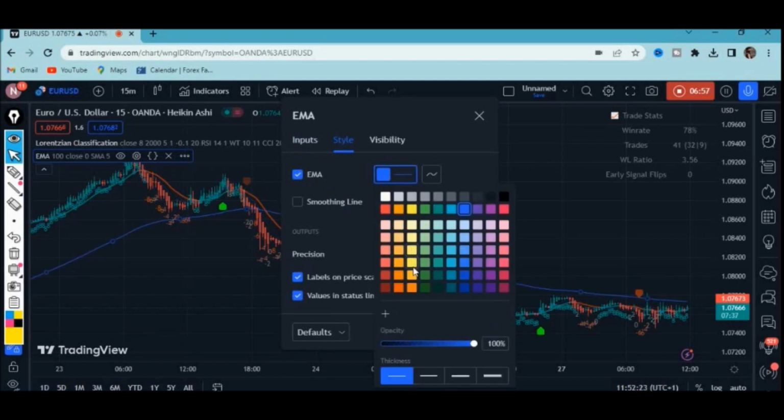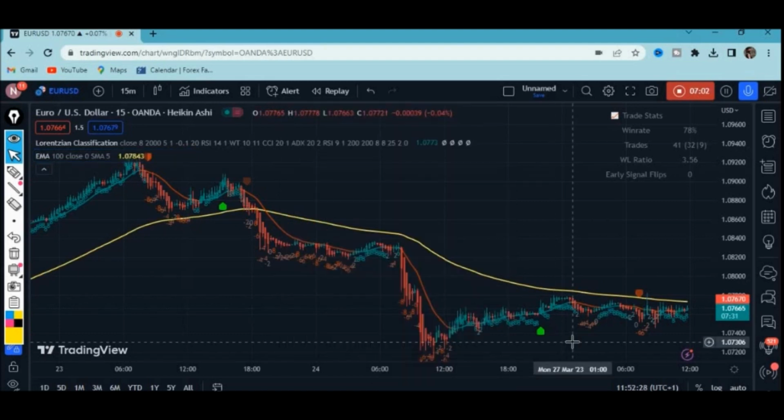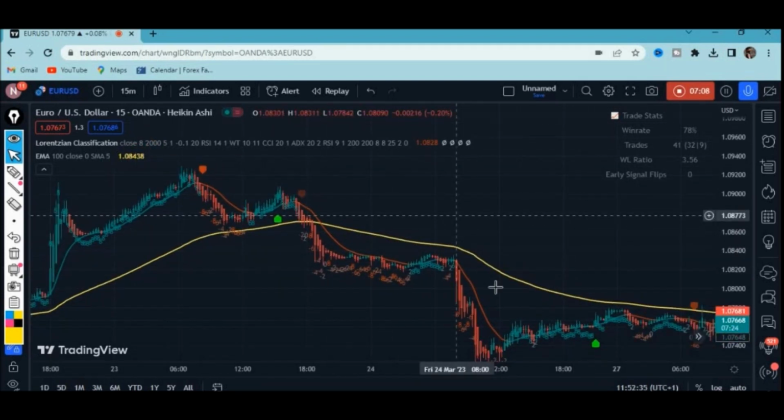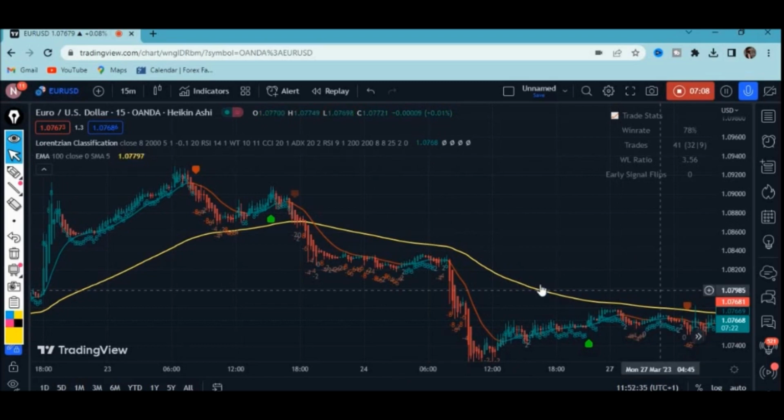Oh yes, I will use color yellow. Then you can add the thickness if you really want to. Once you're done, it automatically writes on your chart. So guys, this is 15 minutes time frame. You can really use this indicator to scalp and also to day trade.